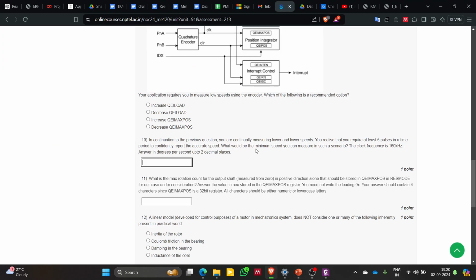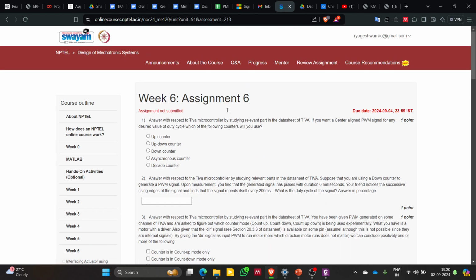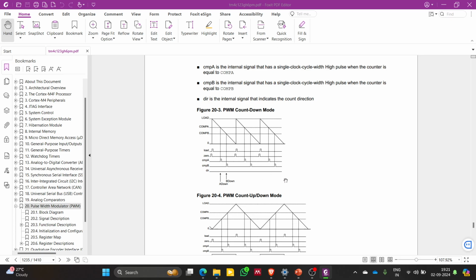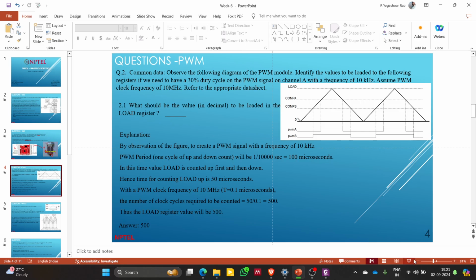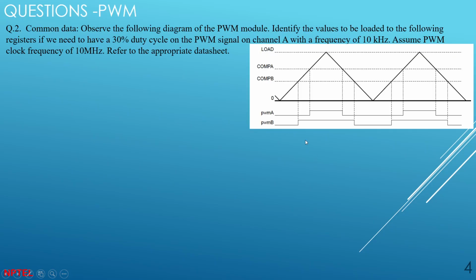I think there's one question on PWM count up, and you can see that there's this question of count. In this manner you can read through those pages of the data sheet, and you can answer this type of question. Okay, so let's move on to our question.